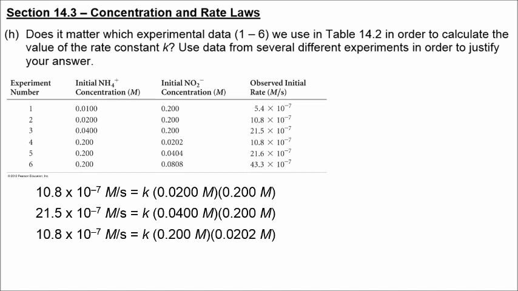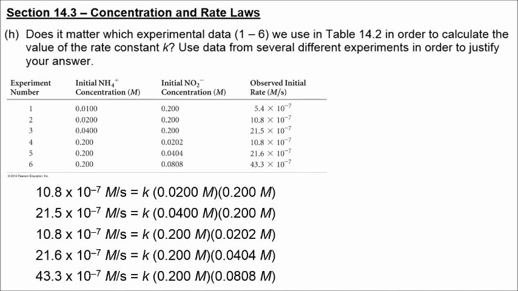And the answer is no, it does not matter. Whether we had used the data from experiments 1 through 6, when we solve for K, we would still have gotten a value of 2.7 times 10 to the negative 4 inverse molarity, inverse seconds.